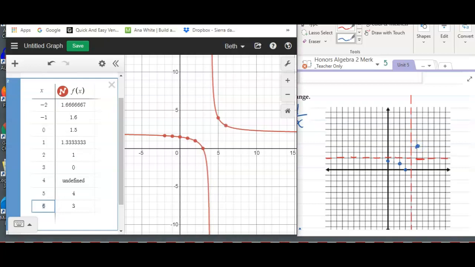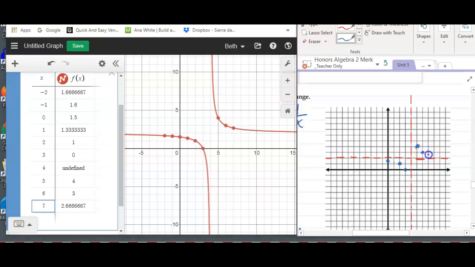Going to hit enter again. 6, 3 is another very nice point. Hitting enter again. 7, 2 2/3. That's not too terrible to graph. 7, 2 2/3 would be about here. Let's try for one more point. 8, 2.5. Over 8, up 2.5.